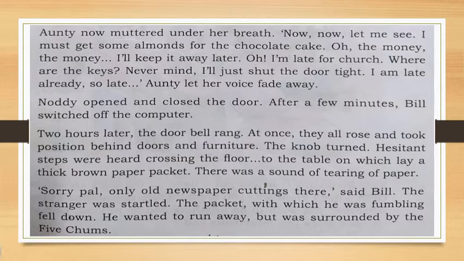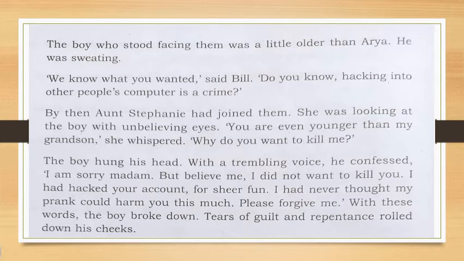He wanted to run away from there, but was surrounded by the 5 chums. So as he was caught by these children, he wanted to run away. He wanted to escape from that room, but already these 5 chums had surrounded him. The boy who stood facing them was a little older than Arya. He was sweating. So who is that boy? None other than the hacker. He's a little older than Arya. He's not a young man or an older man. He was a small boy, just like these five chums. As he was shivering, he was sweating.